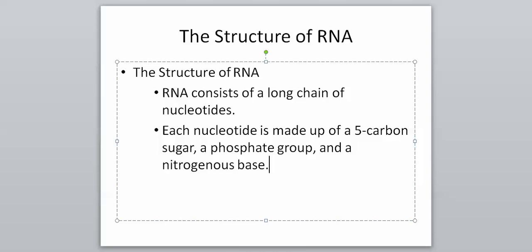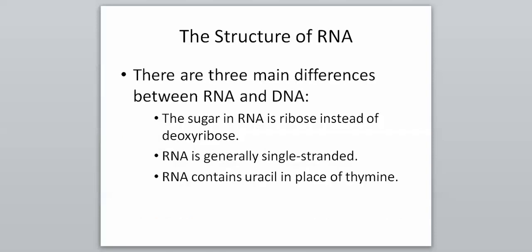However, if we break it down a little bit, we're going to see that there are differences within those similarities. There are three main differences between RNA and DNA. The sugar in RNA is ribose instead of deoxyribose. DNA stands for deoxyribonucleic acid, whereas RNA stands for ribonucleic acid. So they're kind of the same, just with less oxygen. That's what deoxy means: there's one less oxygen in DNA than there is in RNA.